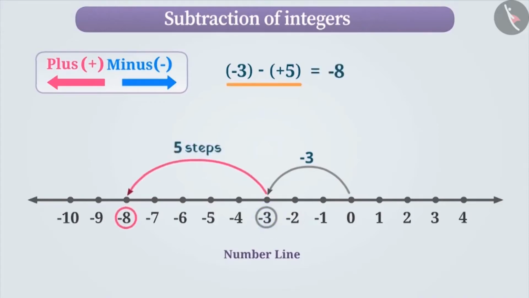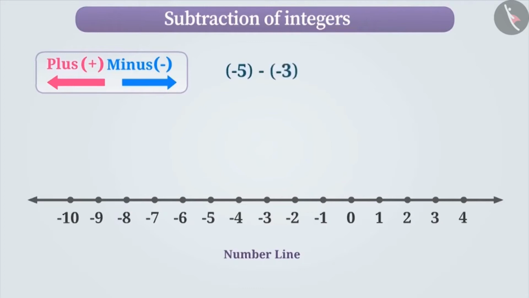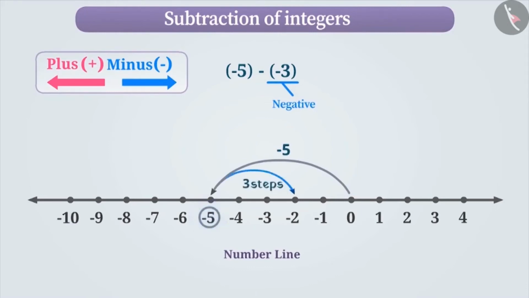Similarly, if we have to find the value of minus 5 minus minus 3, mark minus 5 on the number line, which is 5 steps towards the left of 0. Since we need to subtract the negative integer minus 3, we move 3 steps towards the right side of minus 5. Thus, we reach minus 2, which is the result of minus 5 minus minus 3.